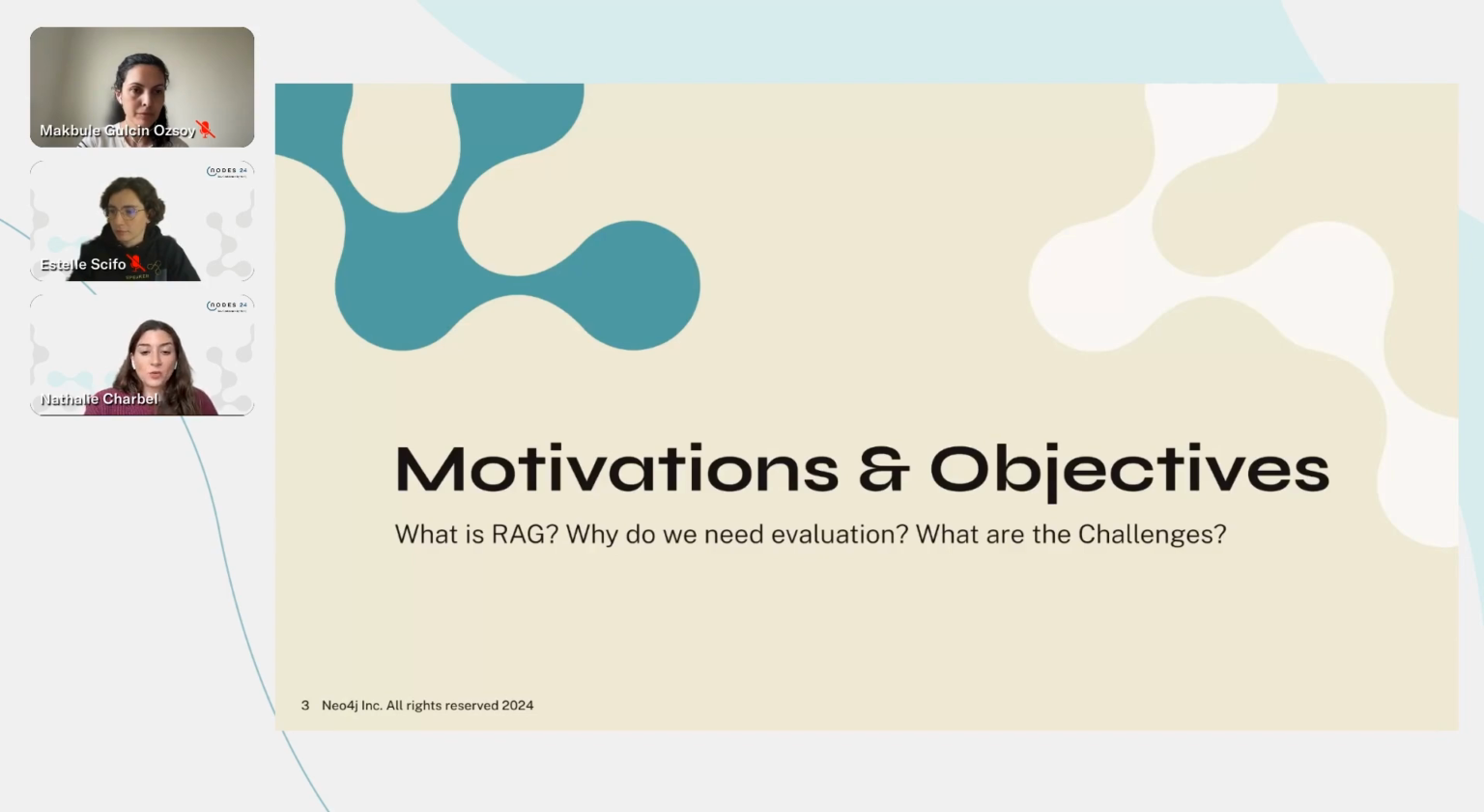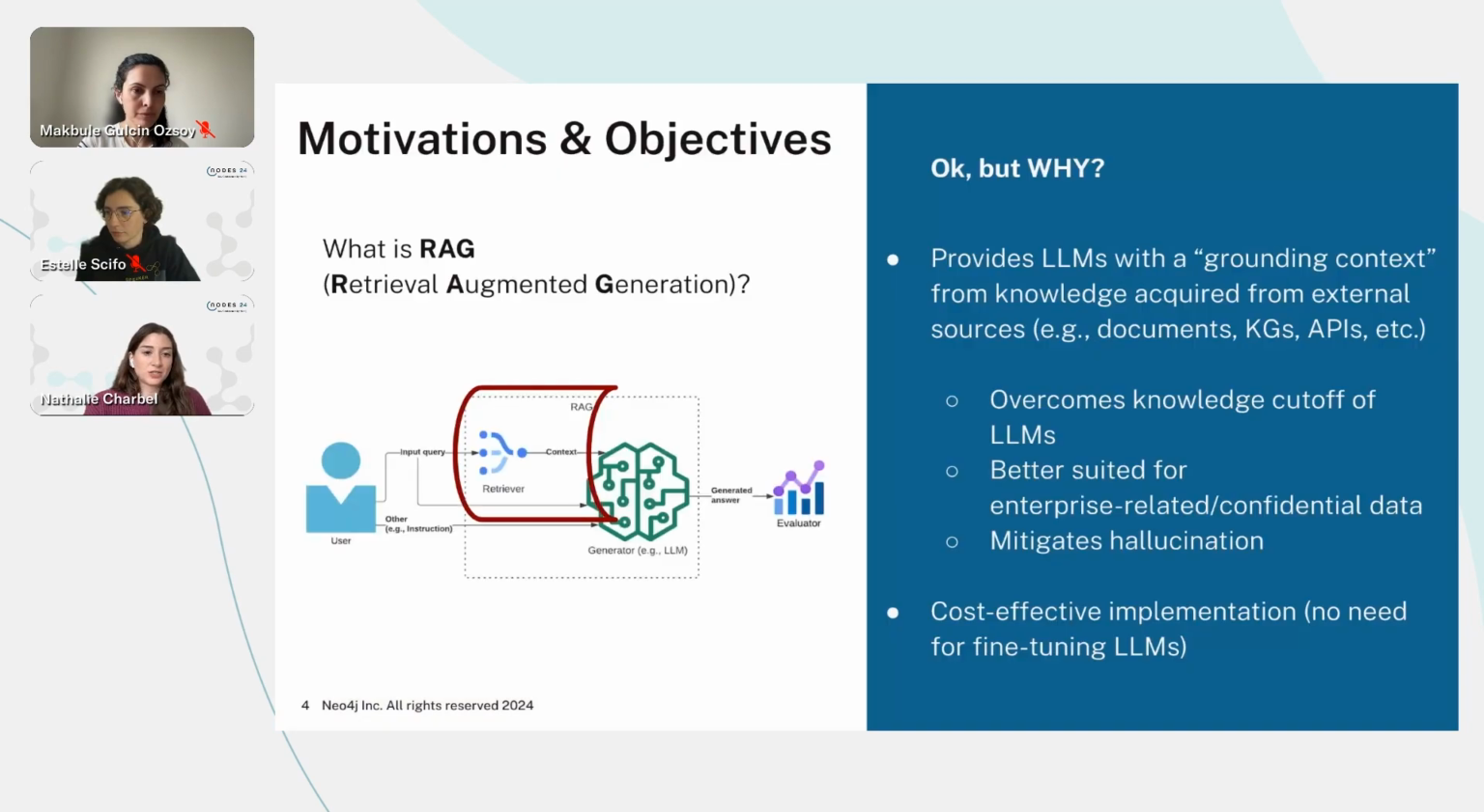So what is RAG? Why do we need an evaluation for RAG pipelines, and what are the challenges? So RAG stands for Retrieval Augmented Generation, and it's basically when you don't only have a basic interaction with an LLM where you only provide an input query and a prompt, and you just receive an answer that is generated by the LLM, but you provide it with a grounding context, which means additional information that you acquire from external sources, such as documents, APIs, but most interestingly, knowledge graphs.